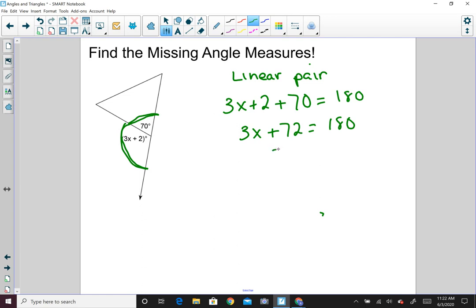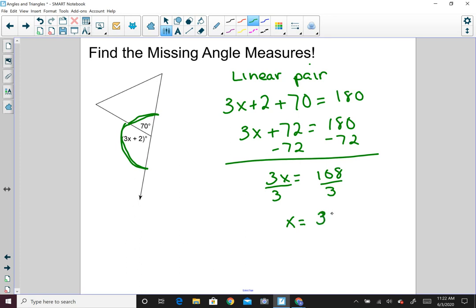And now I'm going to isolate the variable by subtracting 72 from both sides. So I get 3x equals 108. And now I'm going to divide both sides by the coefficient. So I divide both sides by 3. So I get x is 108 over 3. Now, does that divide evenly? It does. That divides to 36.